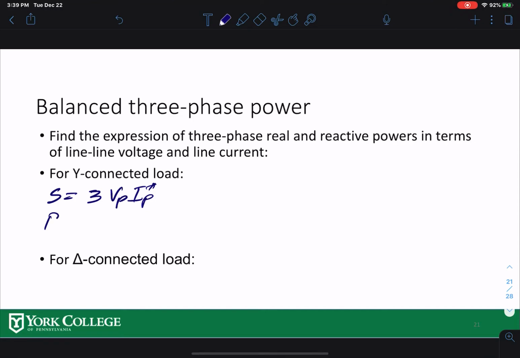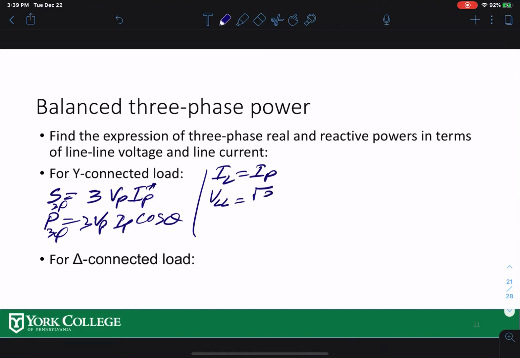And what is your real power? Remember that it's all three phase. It is 3 VP, IP, all phase quantities here, and cosine theta, right? Remember that for a Y connected load, your line current is equal to the phase current, right? And your line-to-line voltage is square root of 3 times your phase voltage. That's the magnitude difference there.